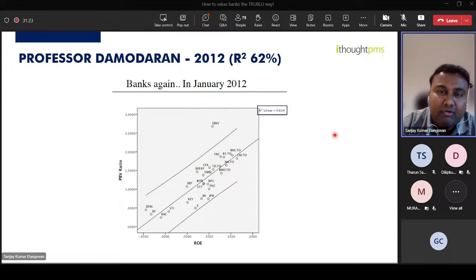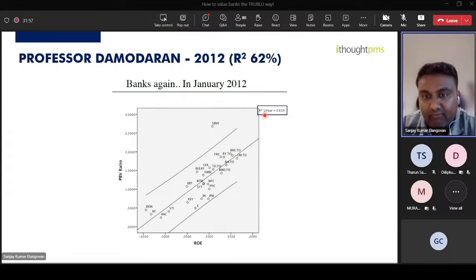He repeated the study in 2012 to check how the relationship has evolved. And again, the result is the same. You wouldn't know most of these names, but JPM is JP Morgan, which is the largest bank in the US. In 2012, it had an ROE of close to 10%, so it was being valued even less than book, at one times price to book. But beyond 13, 14% ROE, there is a jump. Banks are being valued at 2 times price to book. I've indicated this box here.